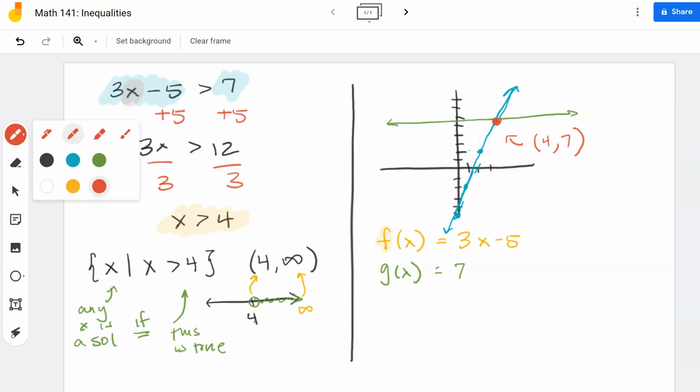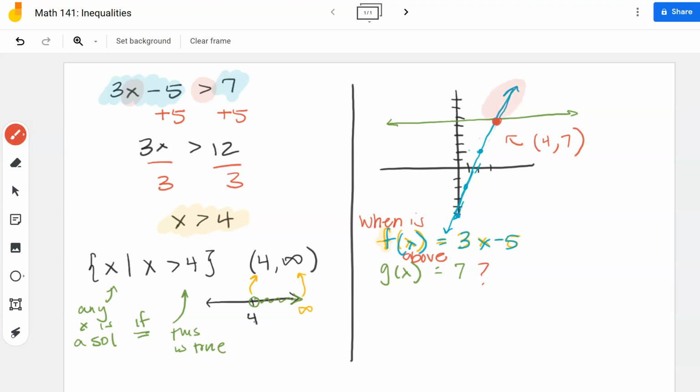So then we get one more piece to this, and the last piece is to look at that greater than sign. The greater than sign is telling us that f of x is above. We're asking, when is f of x above g of x? That's the question this is asking us. When is my blue line, which I should have written my f of x in blue so that this was more obvious, above the green line? Hopefully we can see this whole section of the blue line is above the green line.